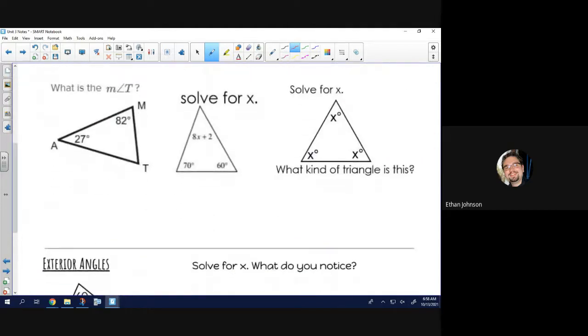So let's look at these examples. First one, what is the measure of angle T? Well, we're missing it, so I'll just put an X. We have 3 interior angles, so all 3 have to add to 180. So X plus 27 plus 82 equals 180. Combine like terms. So X plus 109 equals 180. Subtract 109 from both sides, and we get X equals 71.